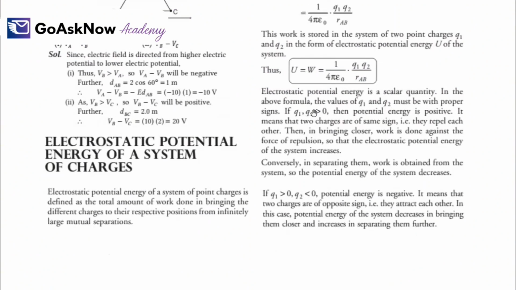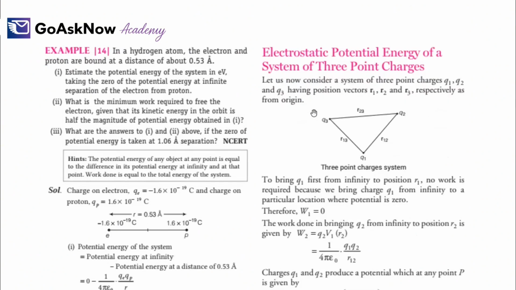Okay, so just move to the next topic and clear these points. Now the second topic is the potential energy of a system of 3 point charges. Till now we have seen the potential energy of a system of 2 point charges. Now we will see the electrostatic potential energy of a system of 3 point charges. Let us consider a system of 3 point charges Q1, Q2, and Q3 having position vectors R1, R2, and R3 respectively from the origin.